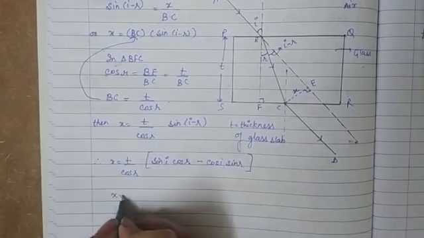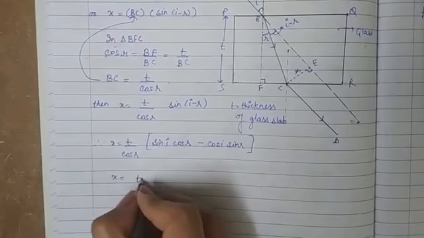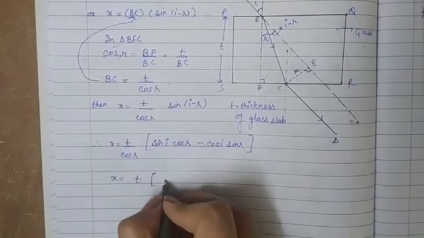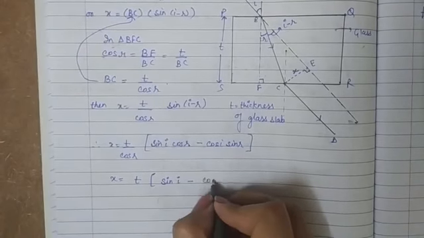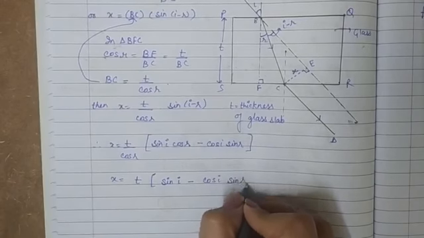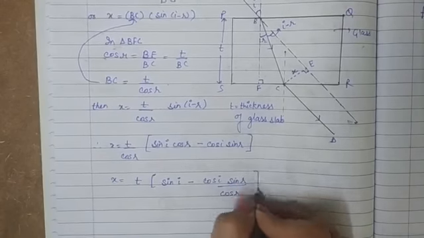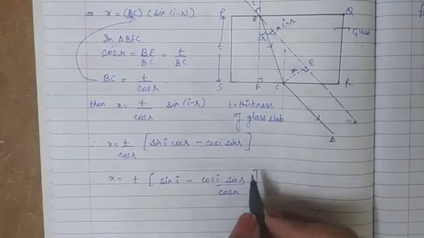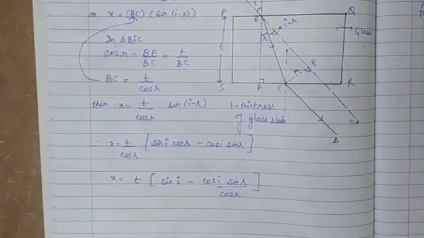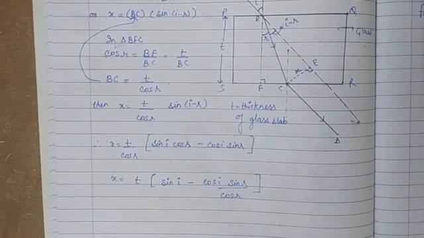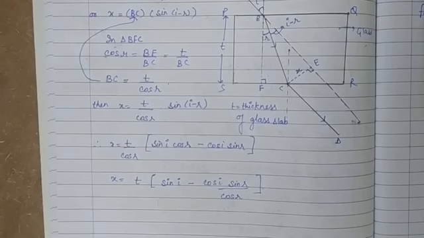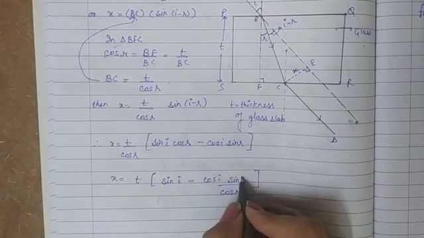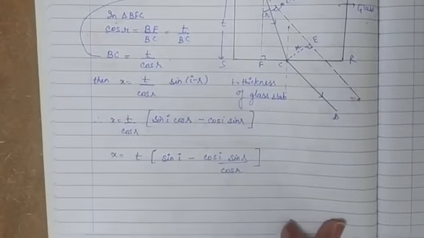On solving this we get x is equal to T into sin I minus cos I sin R upon cos R. Now I want to eliminate angle of refraction R from this formula, because when we are doing practical we know the angle of incidence easily, because we are incidenting that ray on the face, so we know the angle of incidence. So my target is to eliminate R, and for that I am going to use Snell's law.